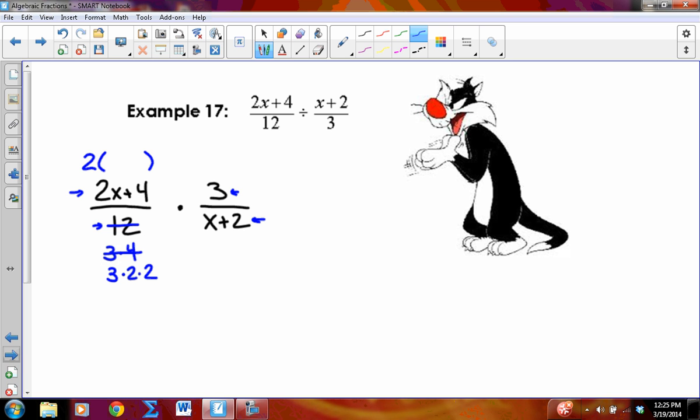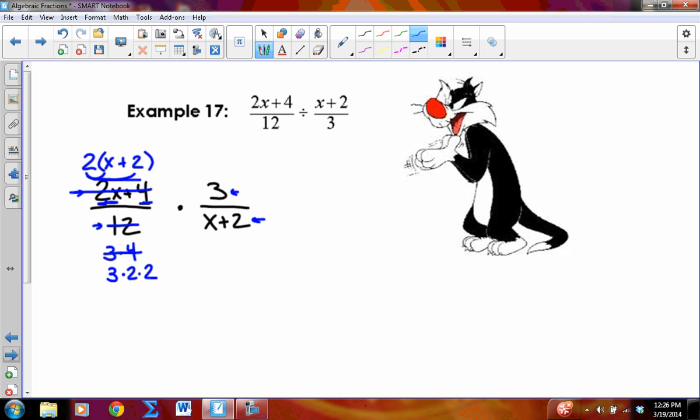Now, if I take out a 2, this first term, 2 times x, I have an x. If I divide out a 2 from 4, I'm left with 2. Check it. 2 times x is 2x. 2 times 2 is 4. So this checks. I factored it. We're all set. Now comes the fun part.